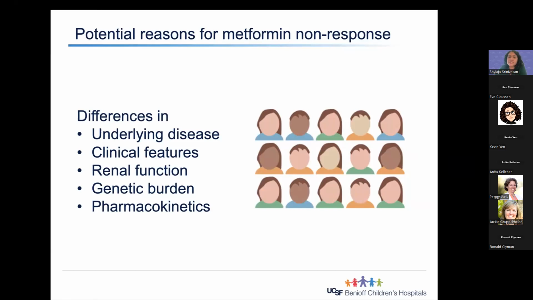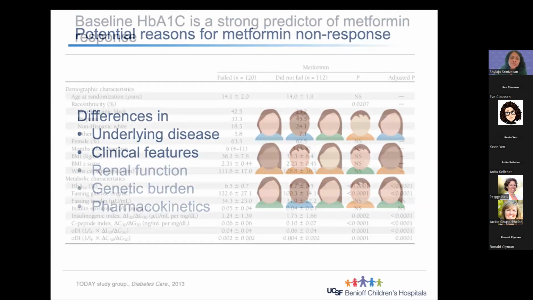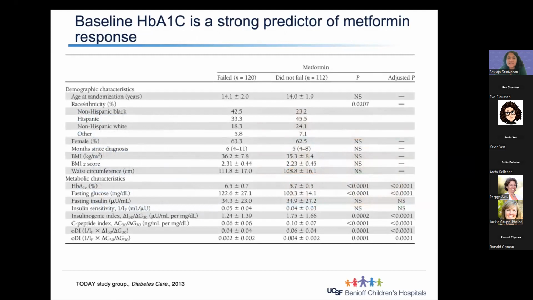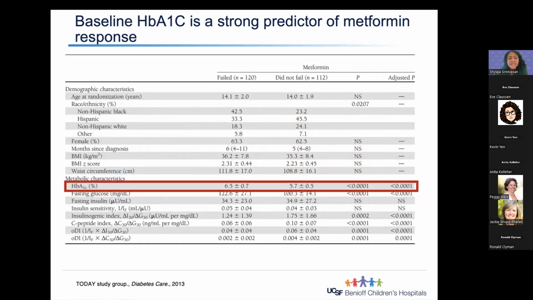We know there are differences in pathophysiology, so this could be causing differences as well as clinical features. So the TODAY study did look at this when they evaluated metformin response. They compared those who, quote unquote, failed metformin therapy, so 120 kids, with all the youth that did not fail metformin therapy over the course of the study. So they were roughly, like I said, half and half. And they found that hemoglobin A1C at baseline was one of the strongest predictors of metformin response.